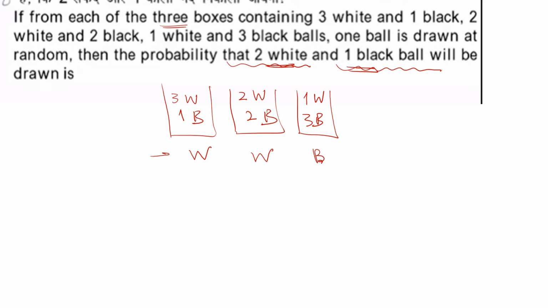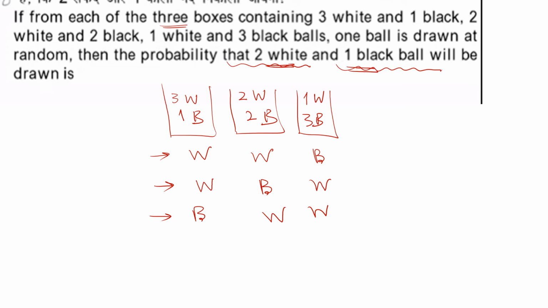What is another possibility? From the first box you get the white ball, from the second box you get the black ball, and from the third box you get the white ball again, because you need two white balls and one black ball. What is the last possibility? That the first box will give you the black ball, and from the remaining two boxes you will get the white balls.